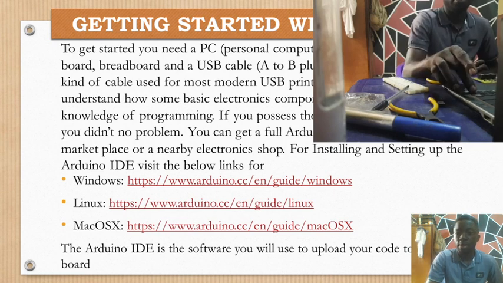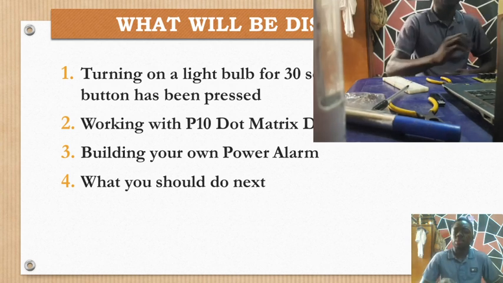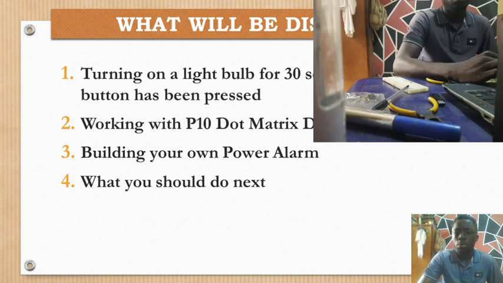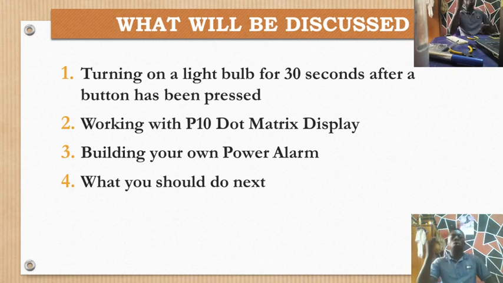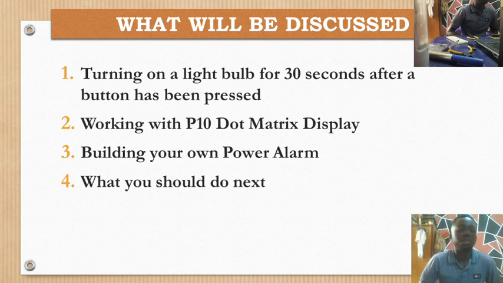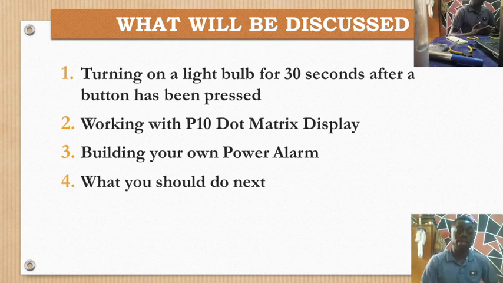Let's move on to the next slide. Now, what will be discussed? In this lesson, we'll talk about some few things. We'll talk about how to turn on a light bulb for 30 seconds after a button has been pressed. So we're going to play around that. We will write the Arduino sketch that will do that job, and then we'll connect the circuit.